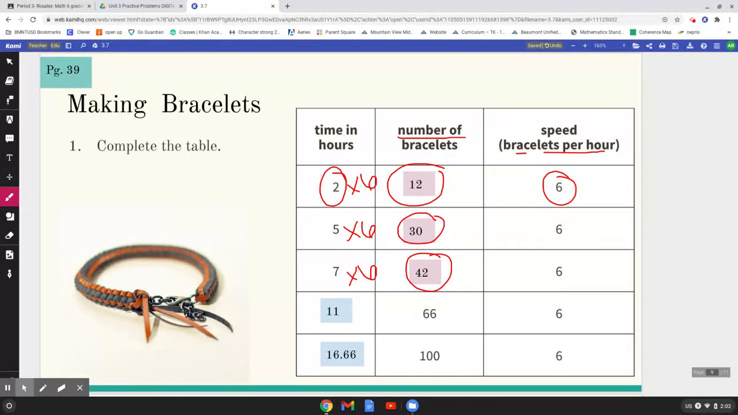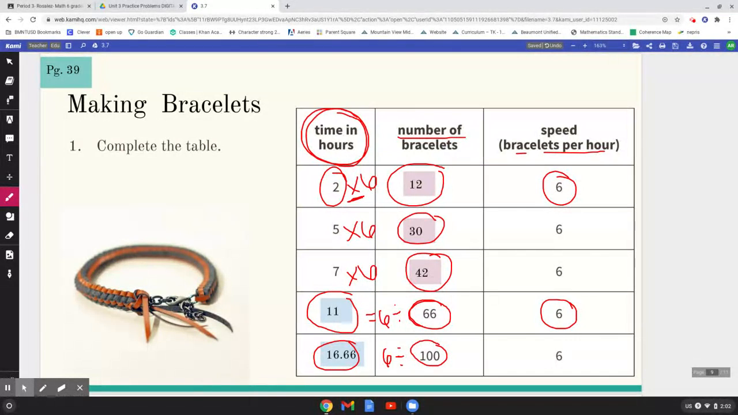Now, when we're trying to find the time, we're going to do the opposite of what we did in the other boxes. We're going to take the number of bracelets and divide it by how many they do per hour, and that's going to give us the time. So 66 divided by 6 makes the 11 that you see in my chart. You'll do the same thing with this 100. You'll divide by 6, and that's going to give you 16.66. So you're going to fill in your chart to look like mine on page 39.